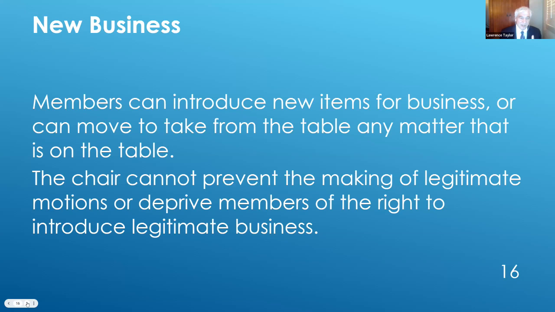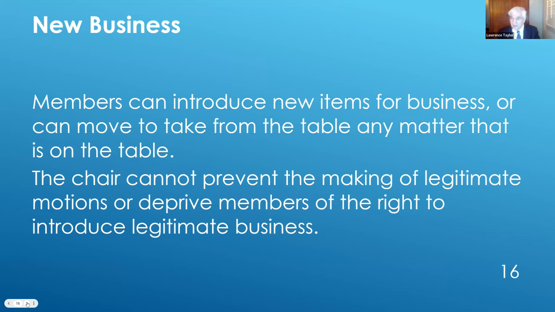And then the last note is especially important. The chair cannot prevent the making of legitimate motions or deprive members of the right to introduce legitimate business. The whole concept of democracy is really hard for some chairs to accommodate. In a democratic society, it's not a top-down structure where you have a CEO running things. It's bottoms-up, where the decisions are made by the body themselves. That's why the chair should remain impartial, whether they think something is a good idea or not, and handle the business on the floor and let the majority decide how to proceed.